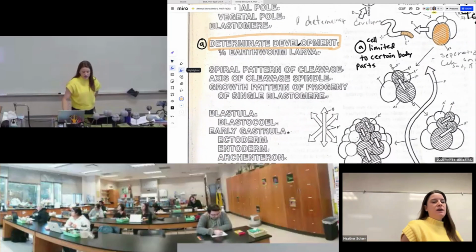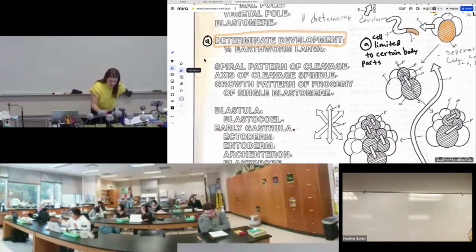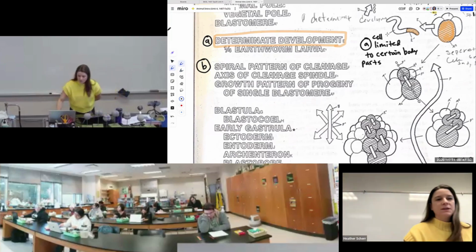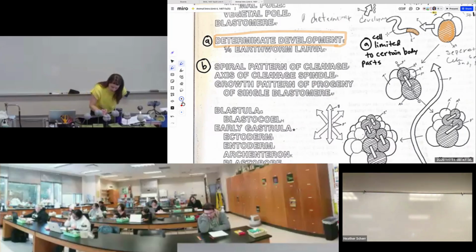Determinate development, or the second part during cleavage stages, is the spiral pattern of division, okay? And I'm going to do this, sorry, I'm just trying to make it consistent. All right, I'll do it quick. So we have a spiral pattern of cleavage of the mitosis.